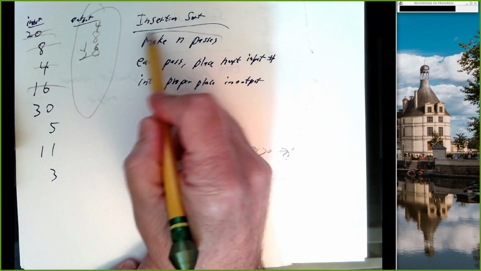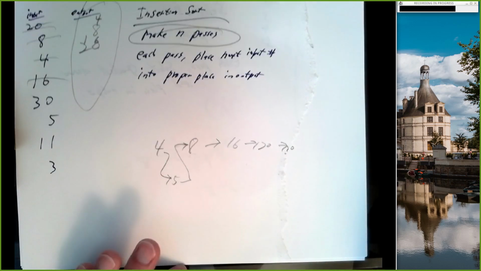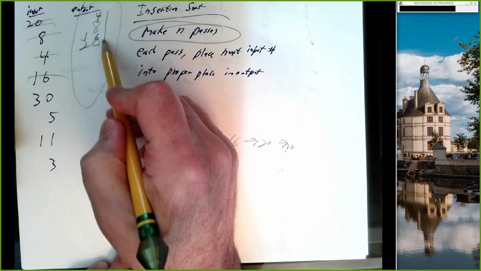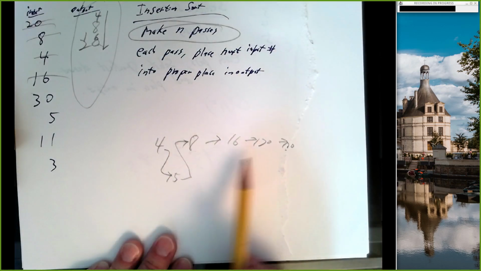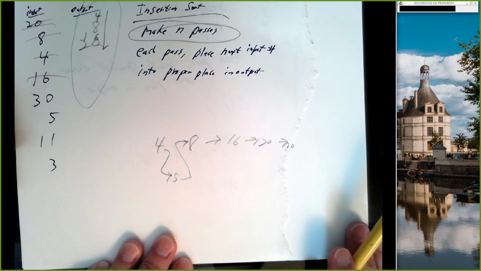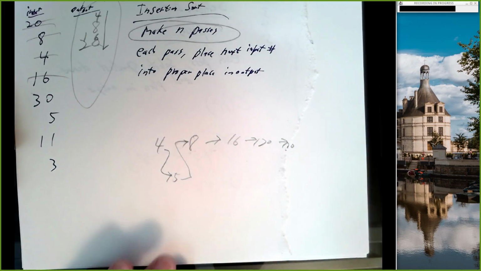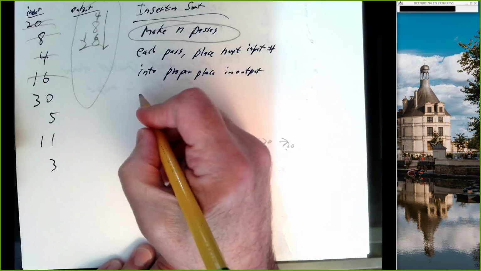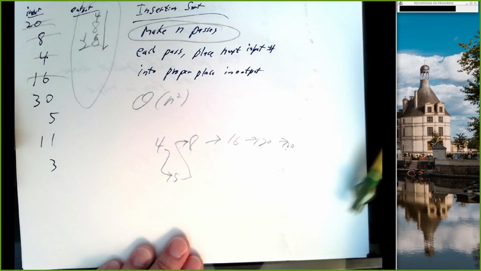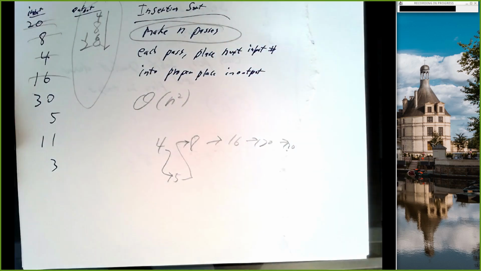So we have to make n passes, and each pass we need to go through our output array until we find the correct place. If this is a linked list, we need to go down our linked list until we find where to insert it. Nominally that's roughly half the length of our output array, average case. So this turns out to be also order n squared. Again, it's like n squared over 2, but that's still n squared.